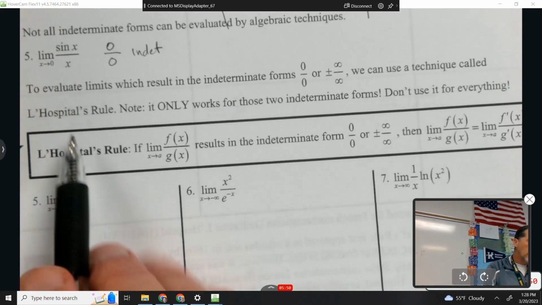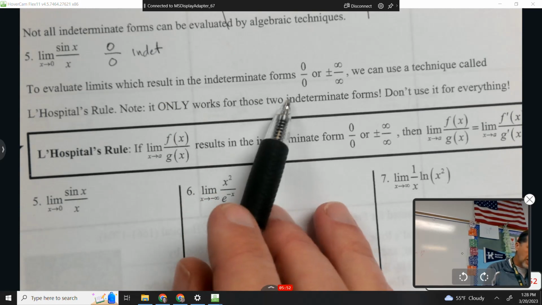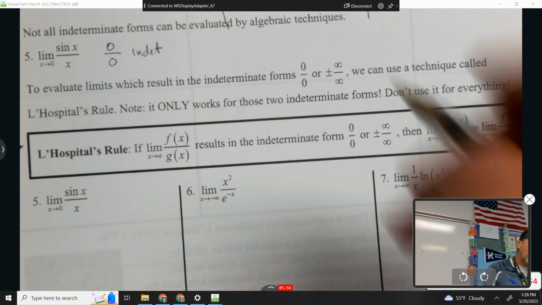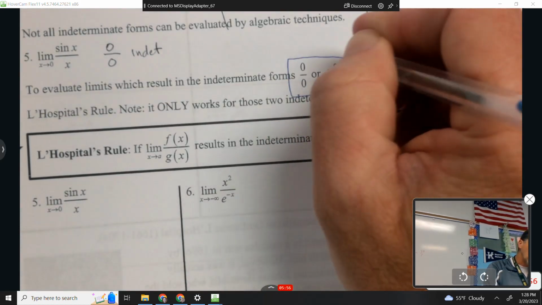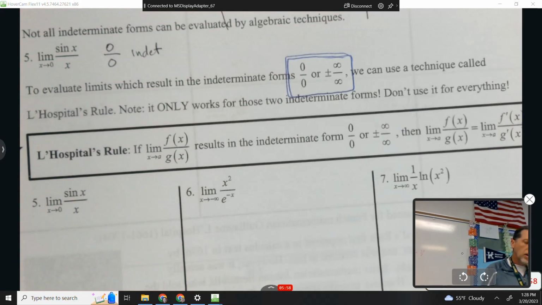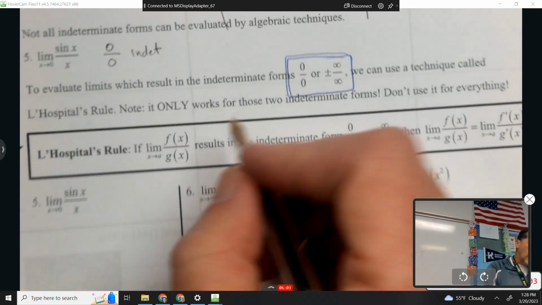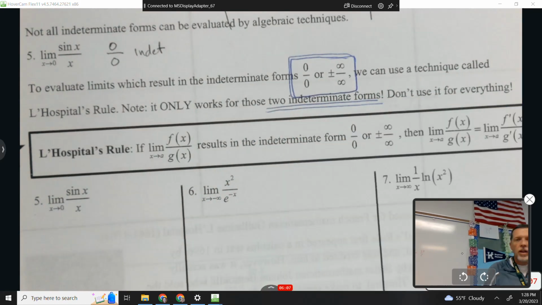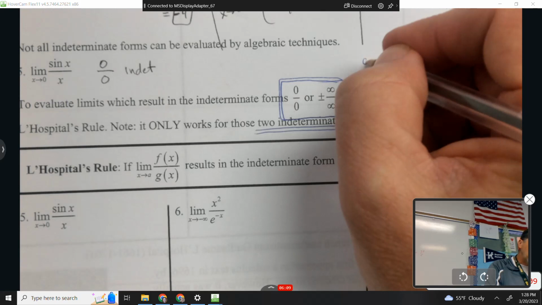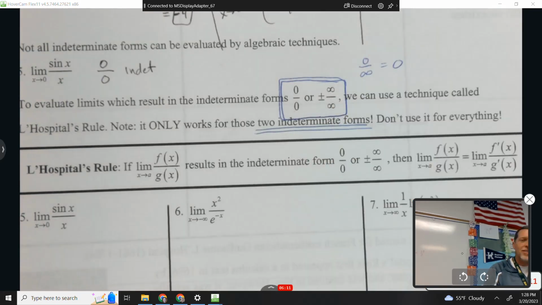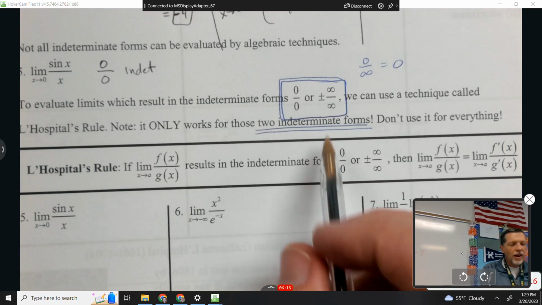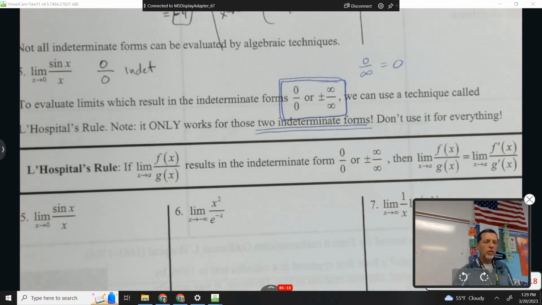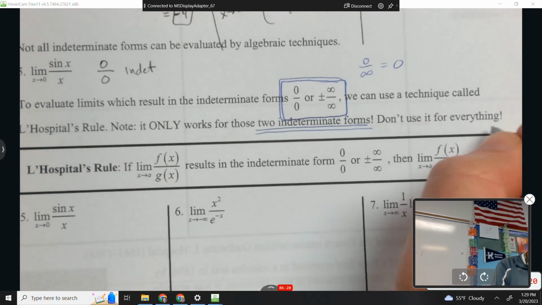L'Hopital's rule. To evaluate limits which result in 0 over 0 or infinity over infinity, so it's got to be one of those forms, we can use a technique called L'Hopital's rule. It only works for those two indeterminate forms. That makes sense, because 0 over infinity is just going to be 0, so you don't need that. It's when you can't figure out how it reduces that L'Hopital will work. Don't use it for everything.